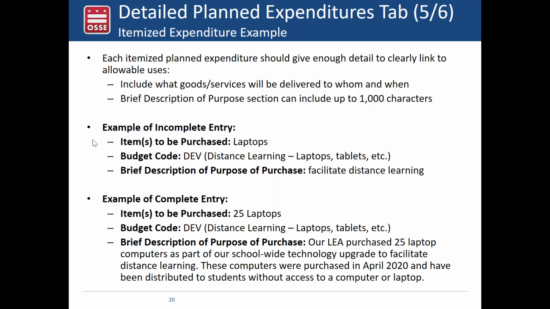Okay. So an example of an incomplete entry is this first. So if you said items to be purchased laptop, the budget code is DEV, and then to facilitate distance learning. Well, this is clearly an allowable use of the funds, and the budget code is correct. It's not really very specific, and it's hard to really understand what you're planning. So a more complete entry could look like the items to be purchased, you're purchasing 25 laptops, and the why, the when, and the who they're for. So our LEA purchased 25 laptop computers as part of our school-wide technology upgrade to facilitate distance learning. These computers were purchased in April 2020 and have been distributed to students without access to a computer or laptop.